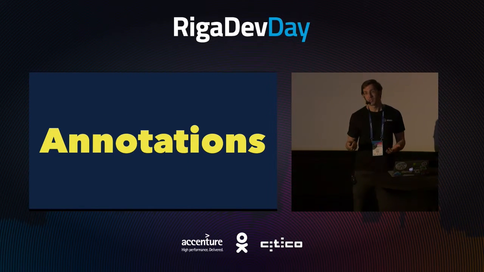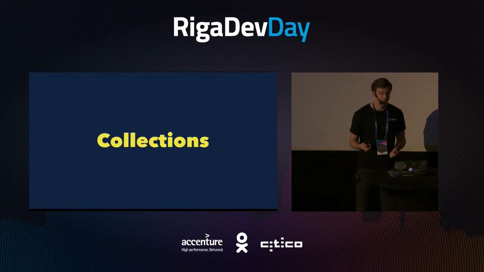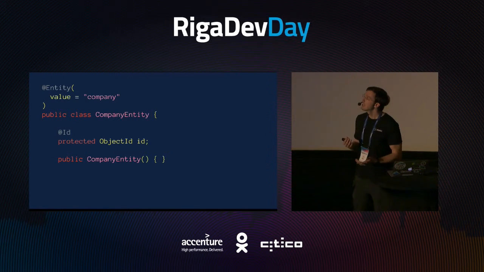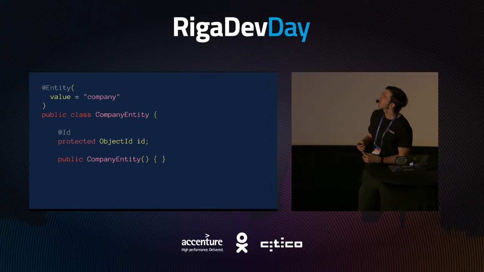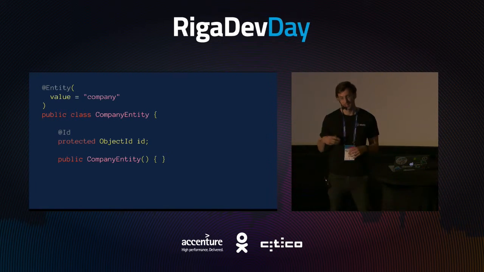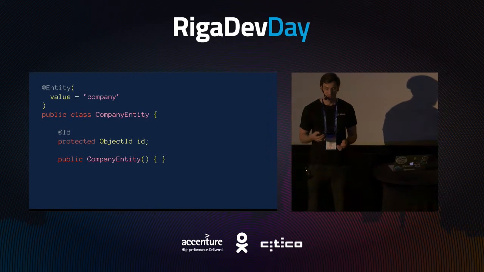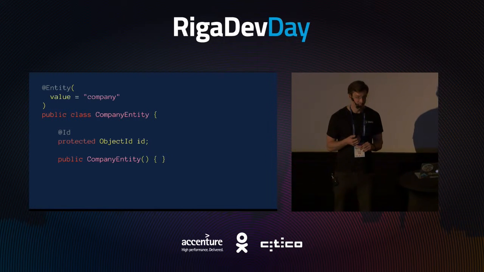Okay, so since JPA is all about annotations, let's get started on the annotations. First off, collections or tables, how do I get stuff in? This should look pretty familiar. So you have an @Entity annotation where you say this is a company, and then you have the class name. You have an ID, which is an ObjectId and not a nicely structured ID.